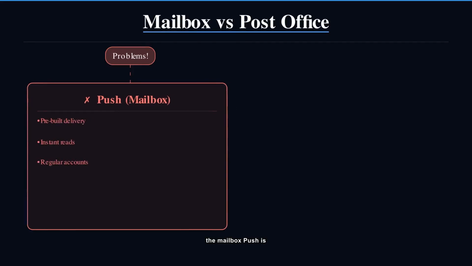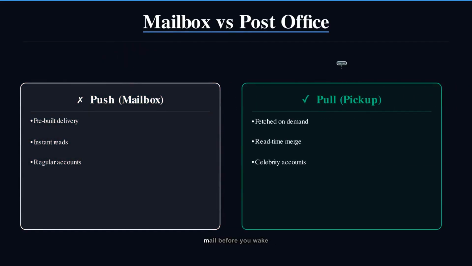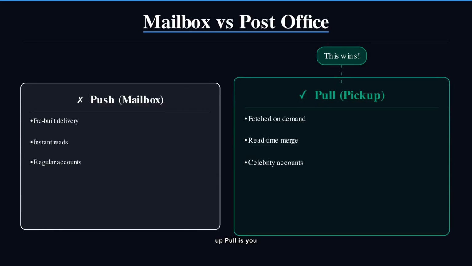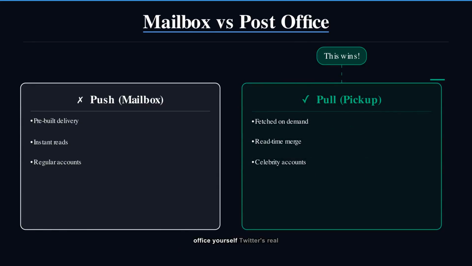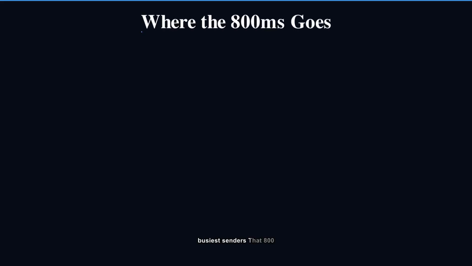Remember the mailbox? Push is the postal worker delivering mail before you wake up. Pull is you driving to the post office yourself. Twitter's real system does both. Mailbox delivery for most accounts, and a pickup counter reserved only for the busiest senders.